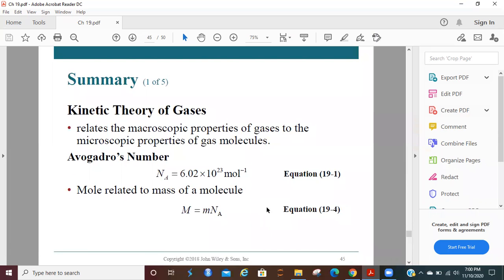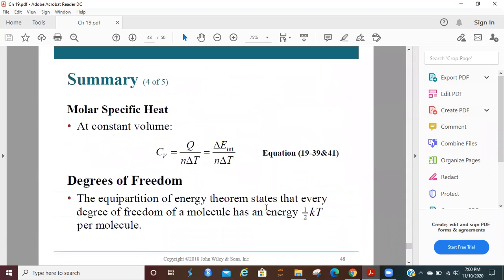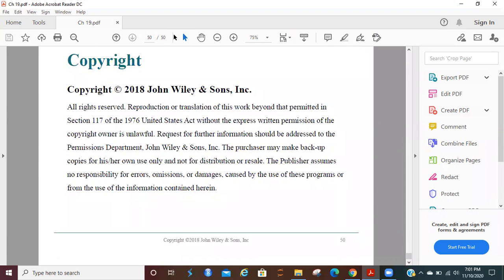So here's the summary of all of the major concepts that we're going to be encountering here. And I will see you in the next lecture.